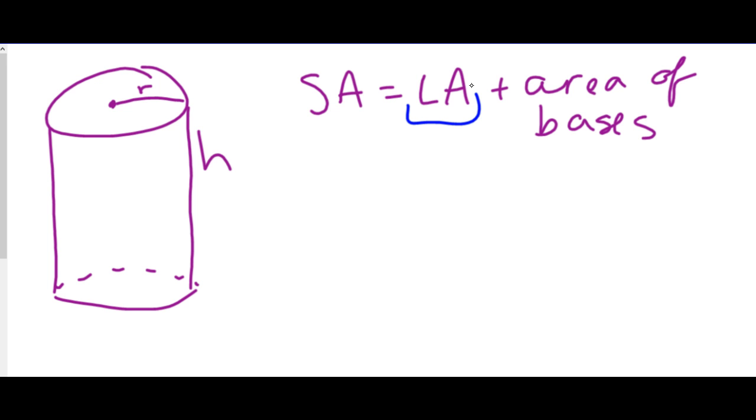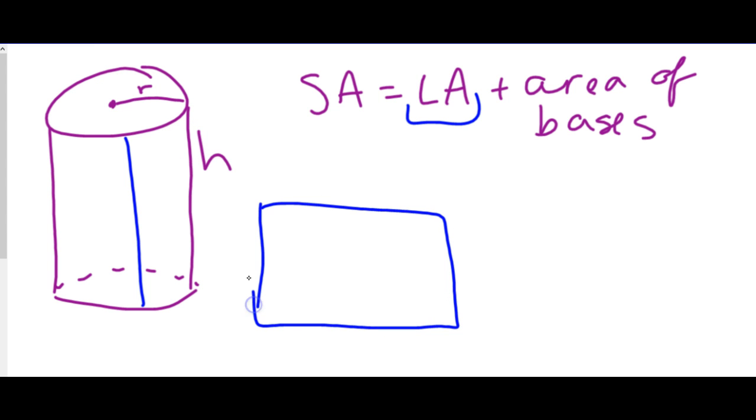For lateral area, the lateral area is this outside. It's like if you took a can and wrapped a piece of paper around the outside. If we unrolled this, if we kind of cut down and sliced it open, you would end up with a rectangle. Then you'd have a circle for the top of the can and the bottom of the can.